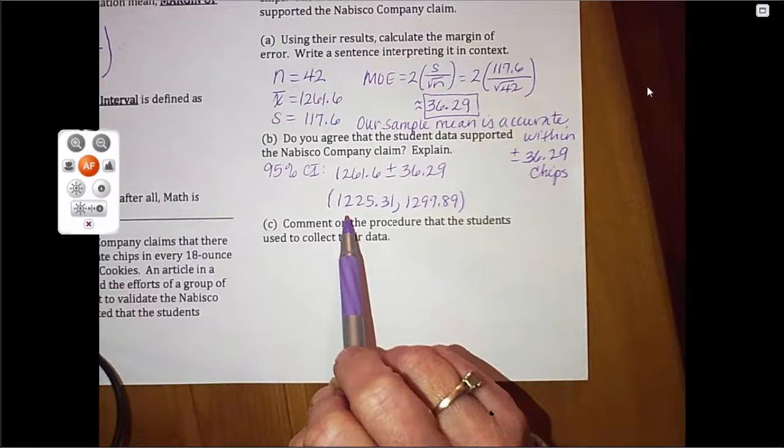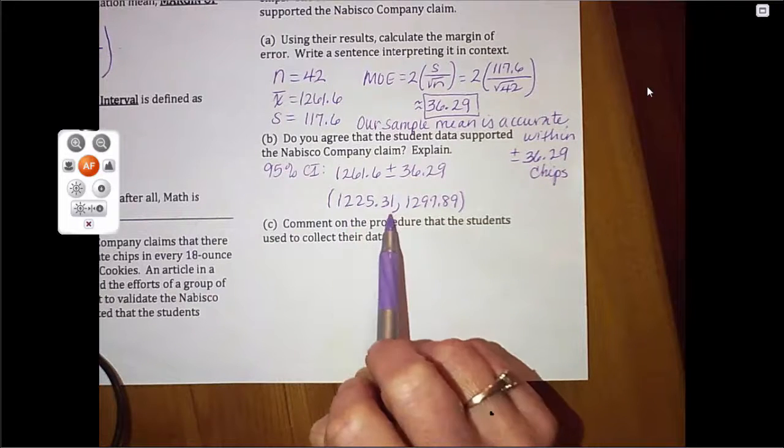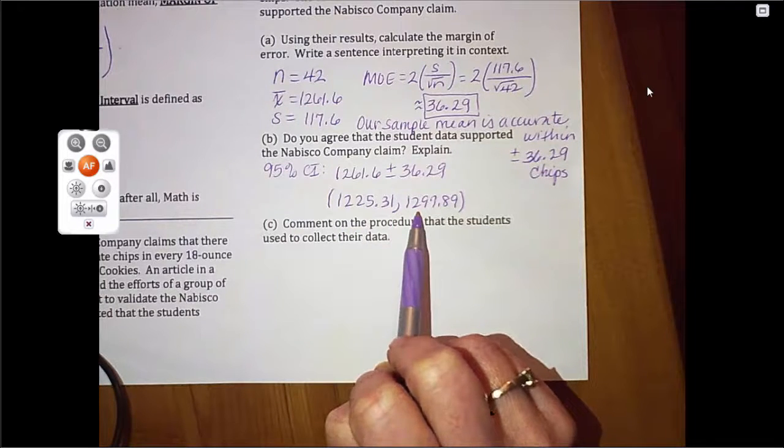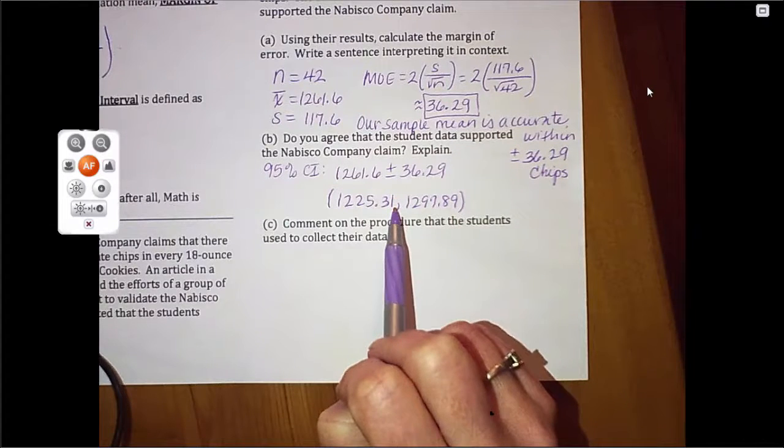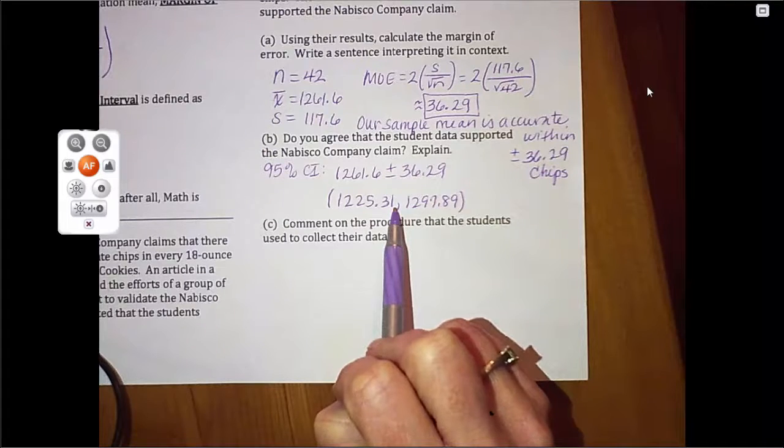So Nabisco claims that there are at least 1,000 chips in their bags, and we're 95% confident that there are between 1,225 and 1,298 chips in your bag. So it would certainly seem that this data supports the Nabisco company claim. And that's how you would explain it.